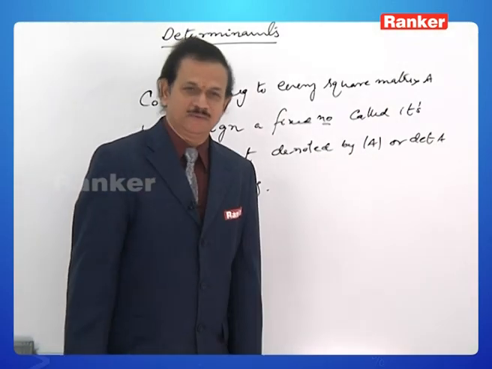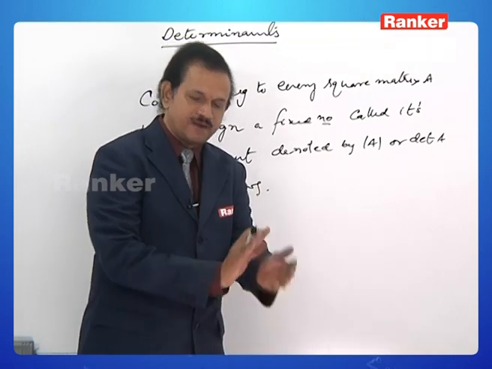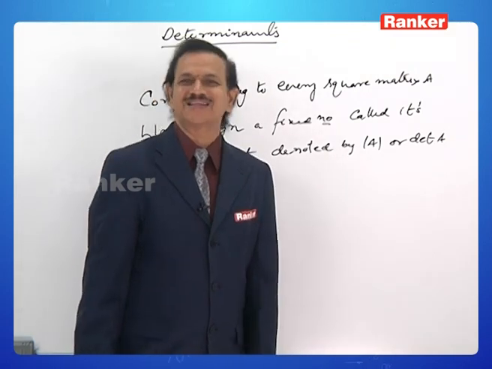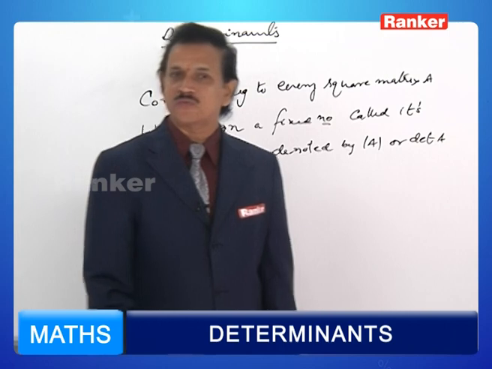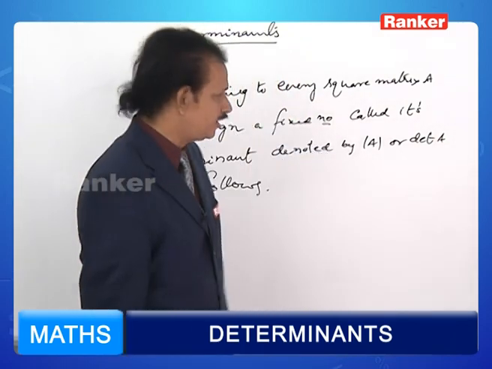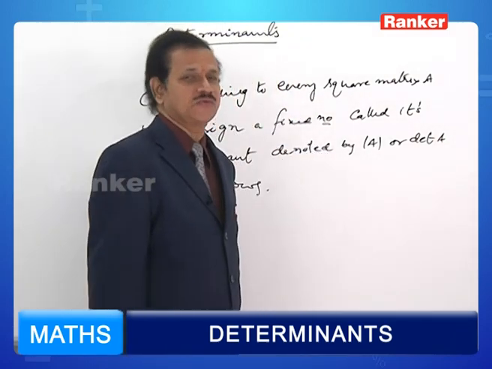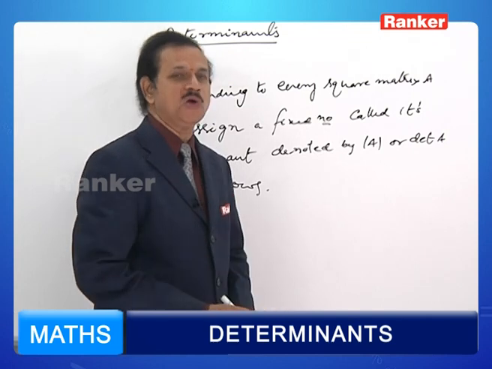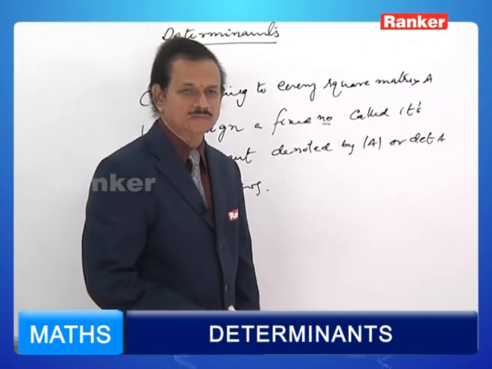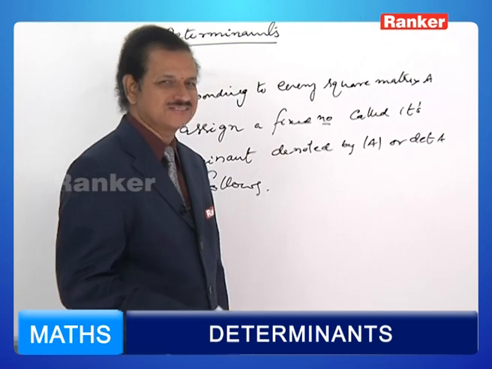So the determinant exists for every square matrix only. We speak of the determinant of a square matrix only. How can we define it? Let us consider a square matrix of the least possible order, one by one. From that stage we start.